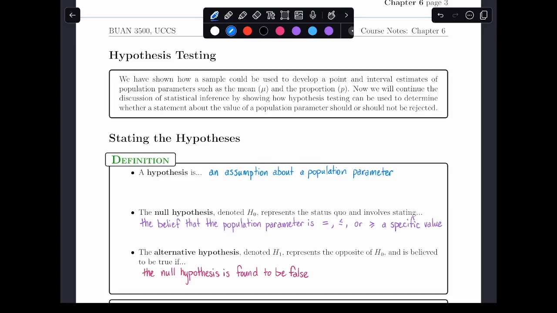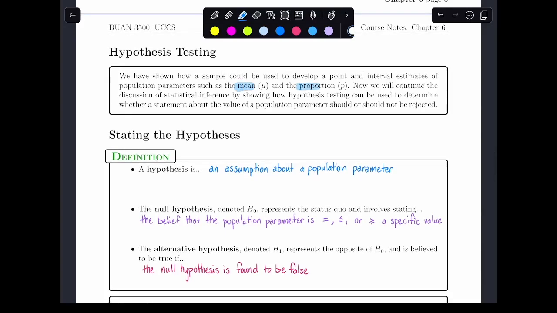So we've seen how we can make a confidence interval using a sample. We made a confidence interval which was estimating where we thought our population parameter, something like the mean or the proportion, was. Now we're going to continue talking about how we can use a sample to say something about a population parameter. We want to use our sample to see what we can say about the whole population. And just some definitions before we launch into this.